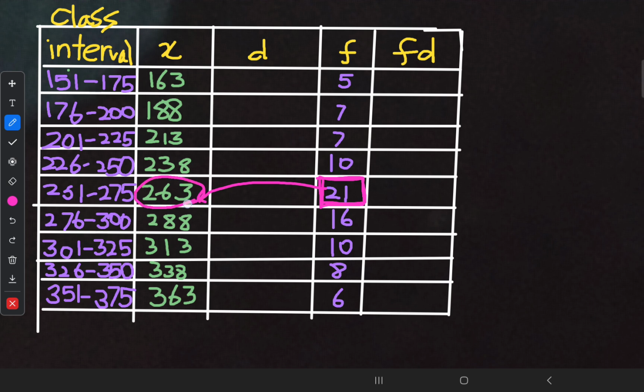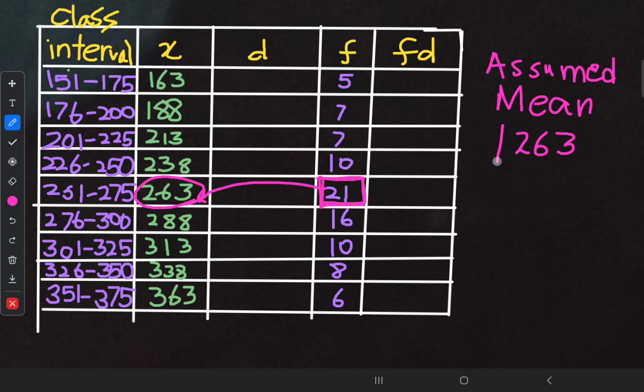Its mid value should be our assumed mean. What is our assumed mean? It is 263. We found our assumed mean as 263. From each class mid value, you should subtract this 263. From 163, you should subtract 263. That will give you negative 100.